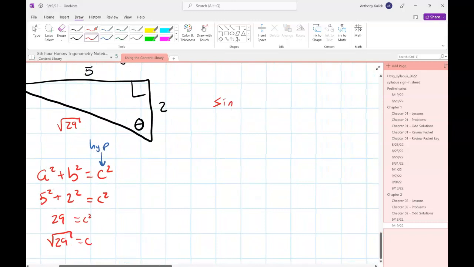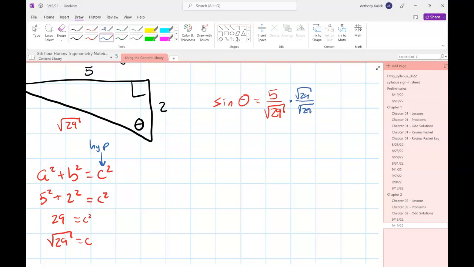All right. So sine theta should be five over square root 29. Now, do I love the way that looks? No, what should I do? Excellent. That process right there is also known as rationalizing the denominator. Quick, in your heads, what's the square root of 29 times square root of 29? Good.